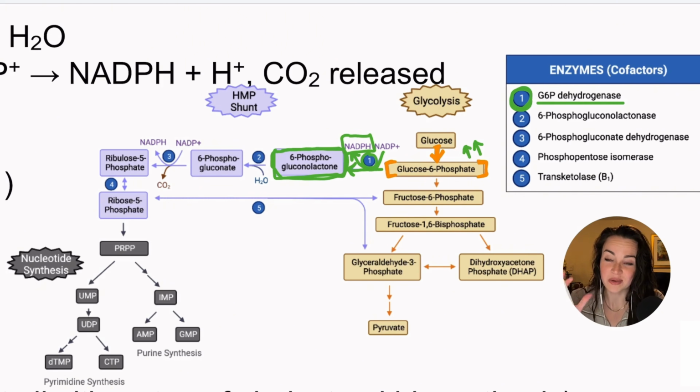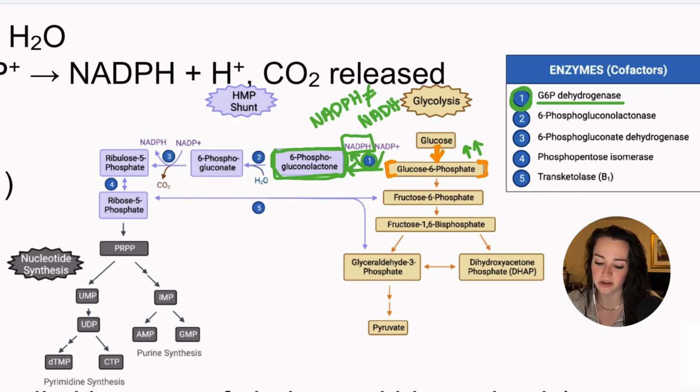Now, one thing I really want to make very clear is that NADPH is not the same as NADH. They are both sources of reducing power. They are both electron carriers, but they are used in totally separate processes. So just be very mindful about that. You can remember the P in pentose phosphate pathway or HMP shunt makes NADPH.